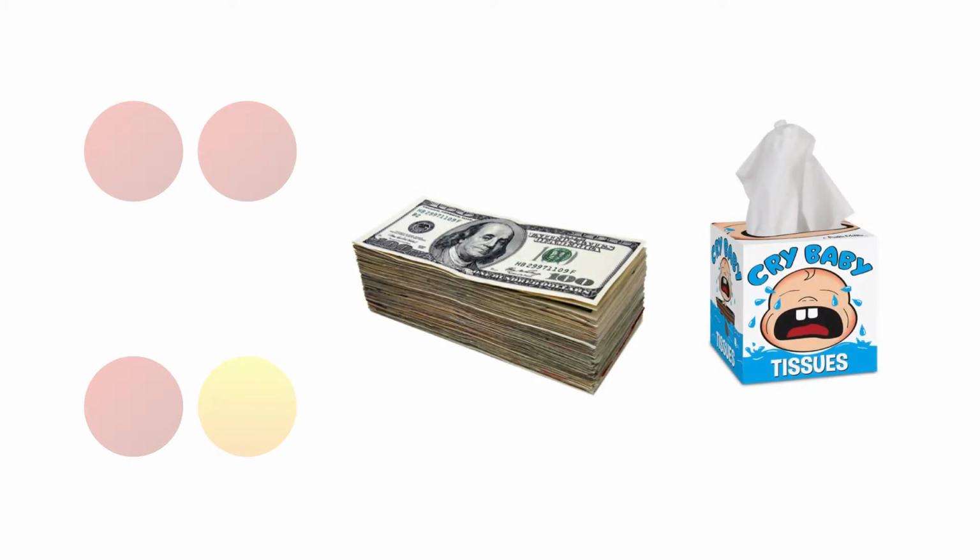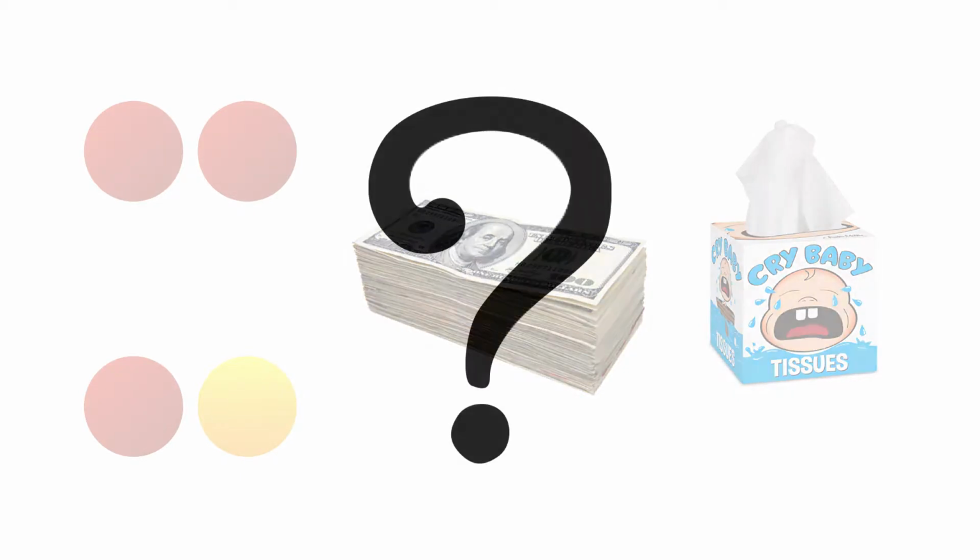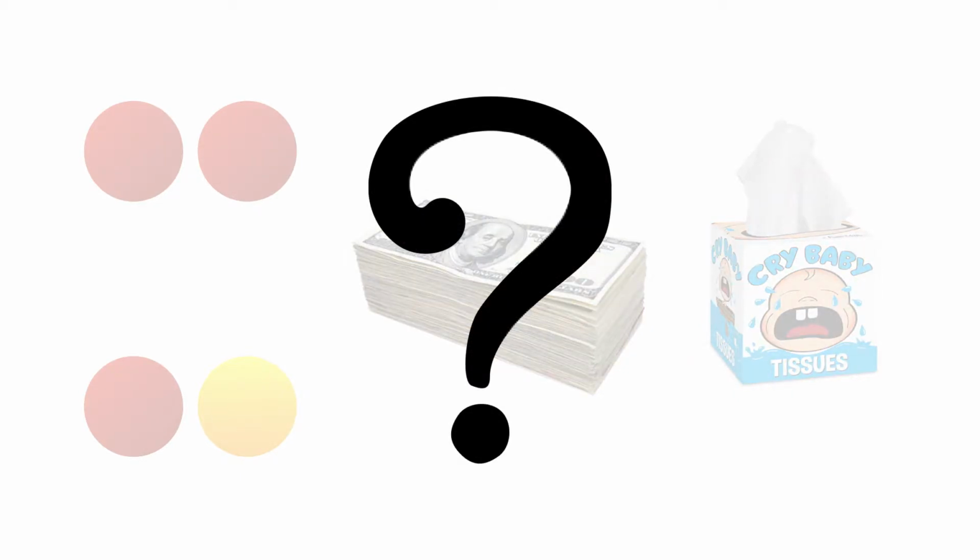Now here's where things get interesting. There are 2 prizes available. You will win either $5,000 in cash, or you'll receive a box of tissues. The host then tells you, before you play, you need to decide which prize is assigned to the outcome of the 2 red balls. The remaining prize will be associated with the red-yellow combination.